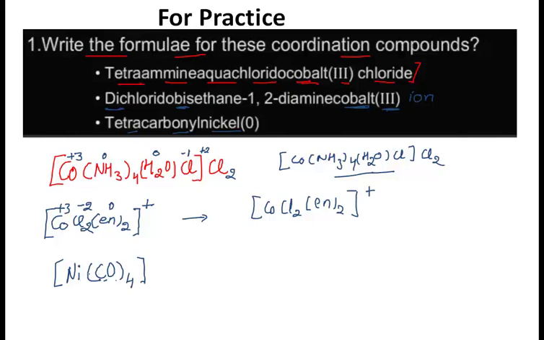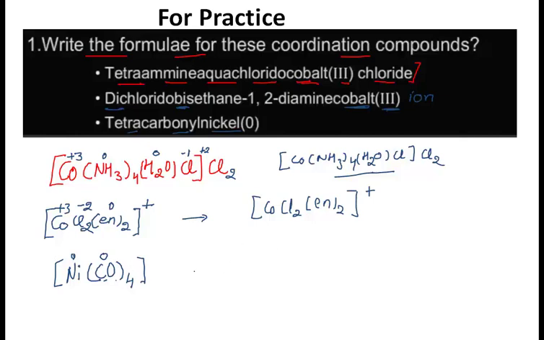Now what should be the charge on this? Since the oxidation state of nickel is 0, and carbonyl has 0, there will not be any charge. Do remember that in all carbonyls, whatever you come across, the central atom will have 0 oxidation state. So this was the third example.